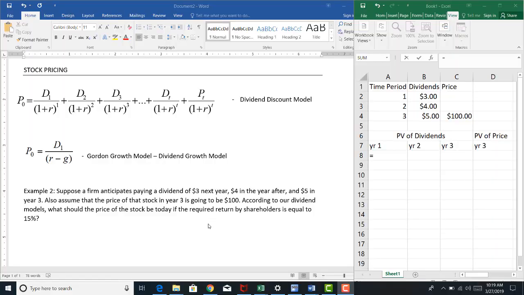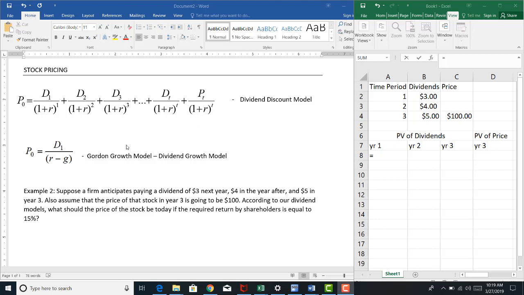All right, we're back with another example. This is example 2. Remember, we're trying to price stocks using these dividend models that we're working with. The first one is the dividend discount model, which suggests that the price of the stock is equal to the present value of the future cash flows that that stock will pay, where the cash flows are defined as dividends. Of course, the face value is going to be the price of the stock at some point in the future.